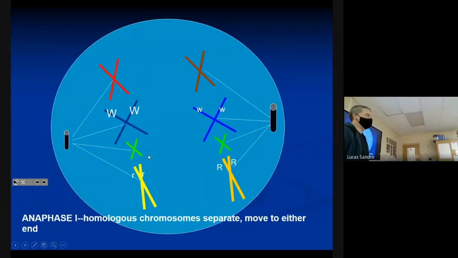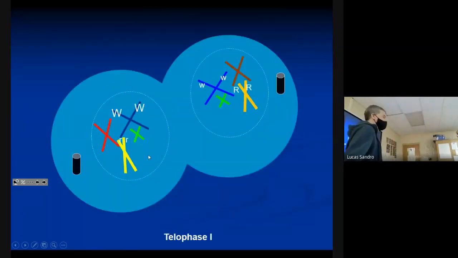Anaphase 1. The pairs pull apart from each other. That's all, just spindle fibers pulling. And notice the difference though. This is not chromosomes being split in half. They're just moving apart from their partners. Telophase 1, the pinched-in cleft formed. Nuclear envelopes are coming back.